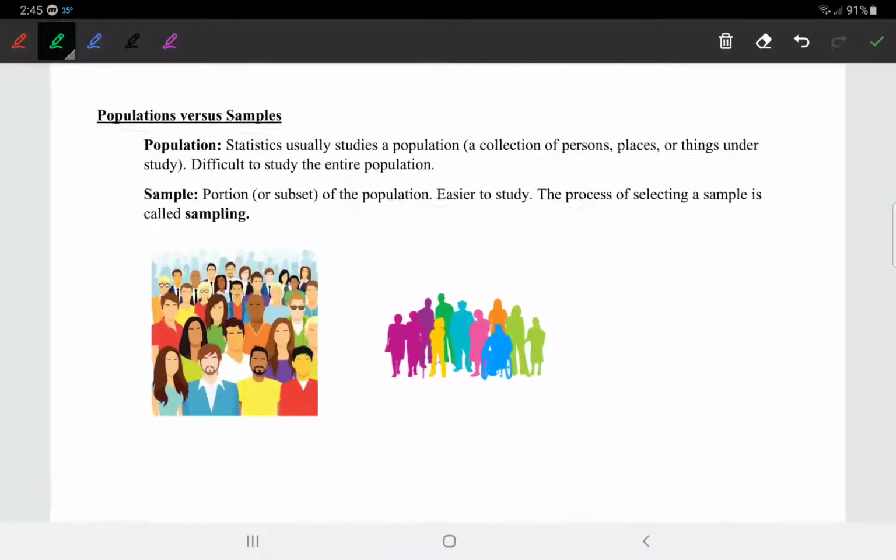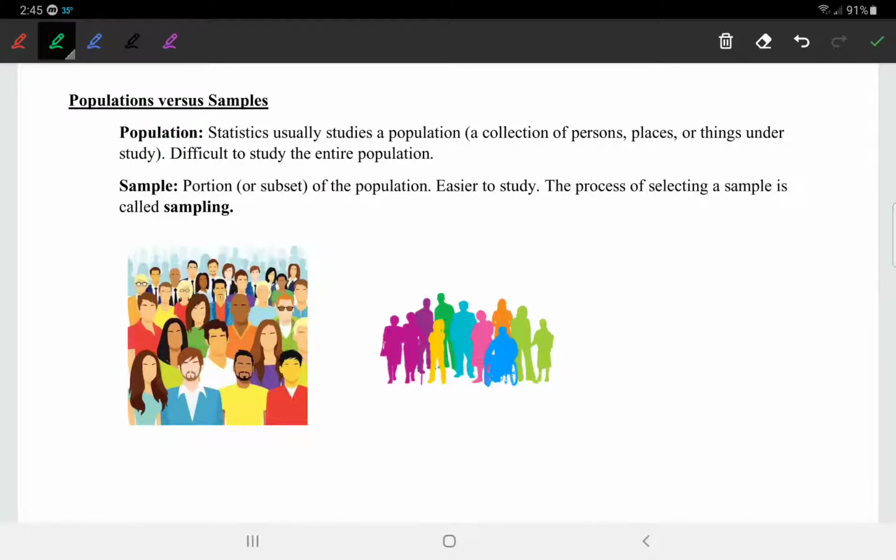Another important distinction that we will make in statistics is about populations versus samples. So, statistics is usually studying a population. Now, a population, we think about that lots of times in terms of people, and that's true. It can be a collection of persons, but it can also be a collection of places or things. It doesn't matter. It's what we're trying to study. But the thing is that entire populations are quite large, and this makes them difficult to study.